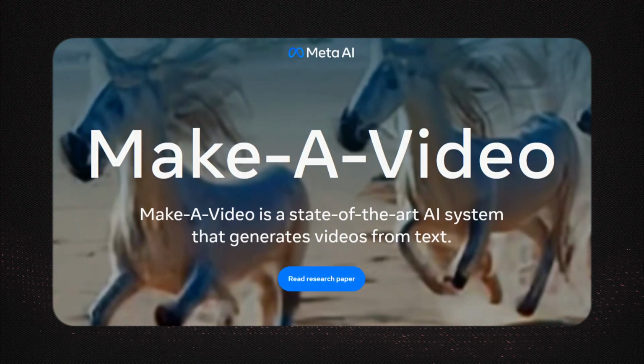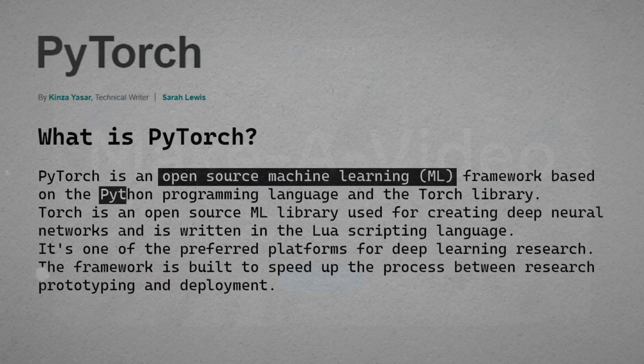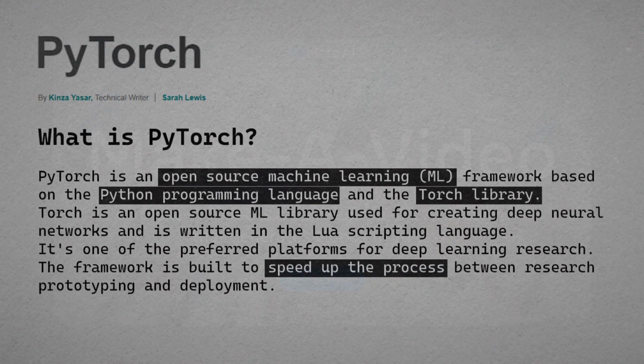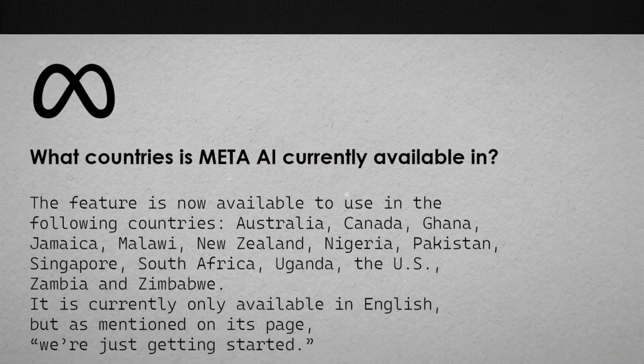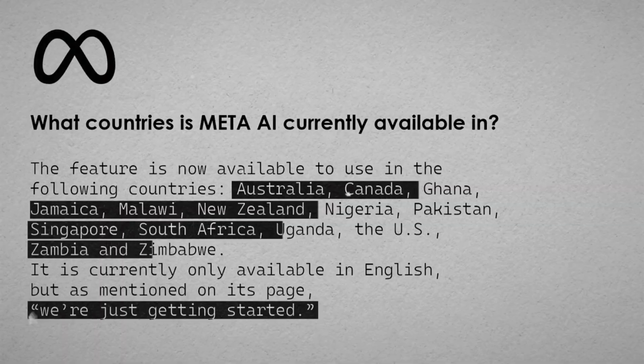Make a Video tool is available via PyTorch. PyTorch is an open source machine learning framework using Python and the Torch library. PyTorch speeds up the transition from research to deployment and is popular in deep learning research, as they have recently stated that since we have just started, it's only available in a few countries.